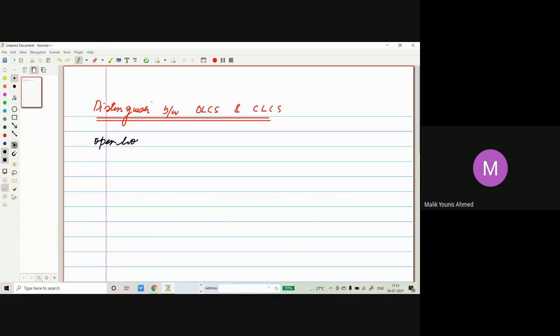Open loop. Then we'll consider here a closed loop.